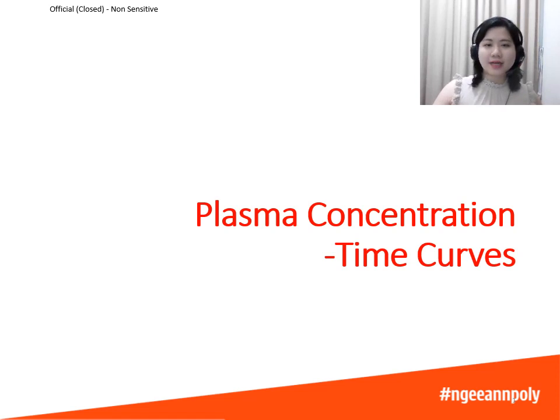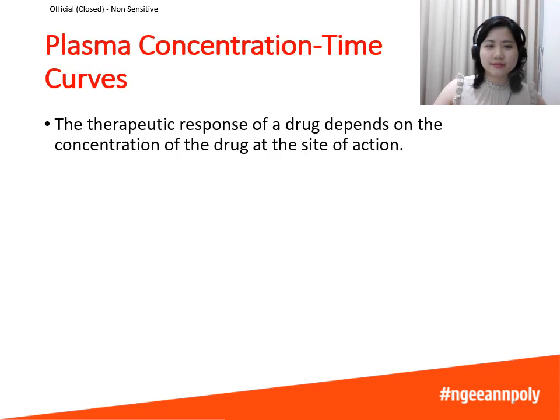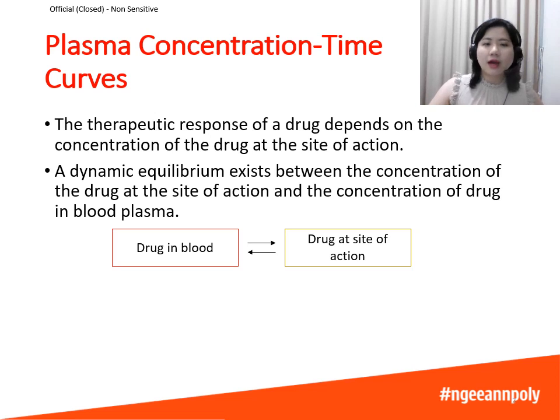To study pharmacokinetics, plasma concentration time curves are used. The therapeutic effect of a drug is dependent on its concentration at the site of action. For example, in order to treat an infection in the brain, the antibiotic must be able to reach the brain with a suitable concentration. However, it may not be practical to measure the concentration of the drug at the site of action. For example, you can't measure the amount of drug in the brain.